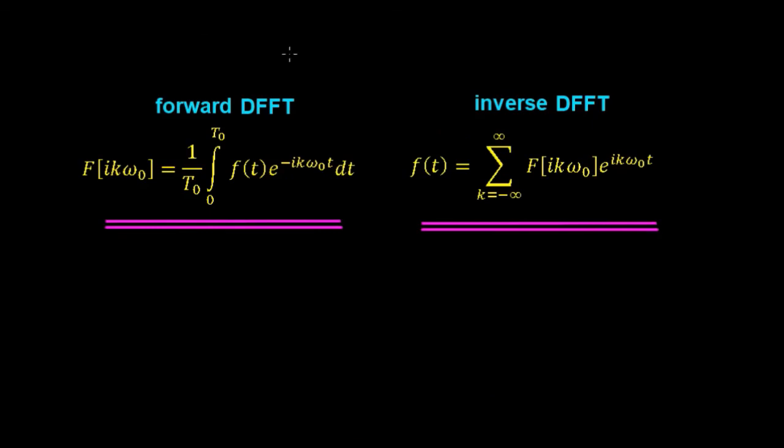So finally we can write our discrete frequency Fourier transform for the forward and inverse transform, and both of them are stated here. The forward transform is F of i k omega naught equals 1 upon t naught, the integral from 0 to t naught of f of t e to the minus i k omega naught t dt. And the inverse transform is going to be given by the sum from k equals minus infinity to infinity of F of i k omega naught times e to the i k omega naught t. So that's all there is for the discrete frequency Fourier transform. We're going to move on next and look at the discrete Fourier transform, which will be discrete in time and in frequency.